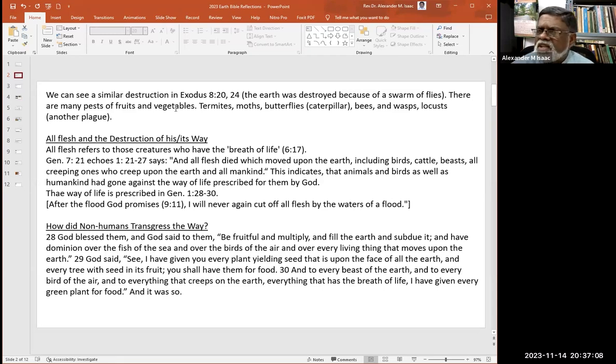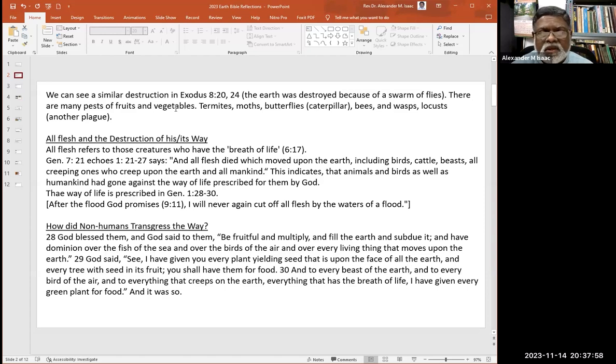Which could these creatures be? Definitely insects. There are many pests of fruit and vegetables that we are familiar with now. There are termites, which create a lot of havoc. Moths are there. Butterflies are good looking, but the first phase of the butterflies is that of the caterpillar, which actually destroys many leaves. Bees are there, and wasps are there. Locusts, as I mentioned earlier, appear in another plague in Egypt. Therefore, we can see a similar destruction again happening in the Exodus event.